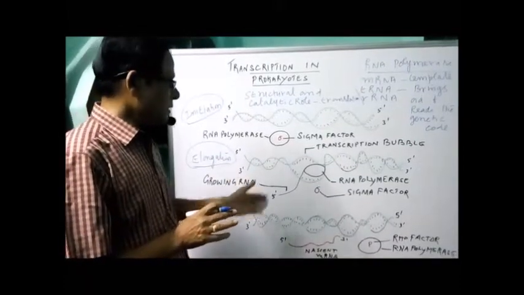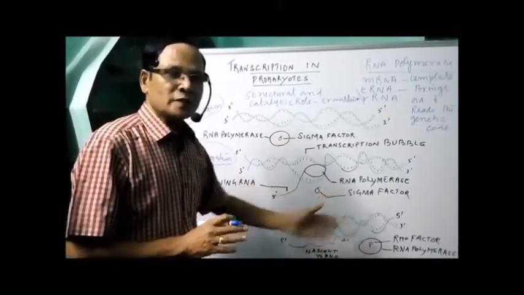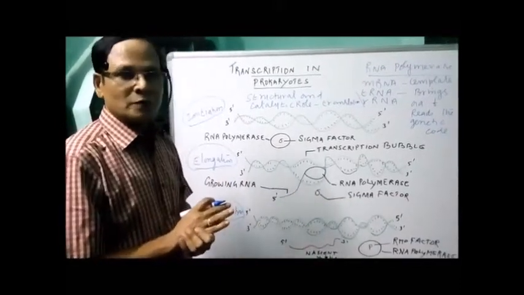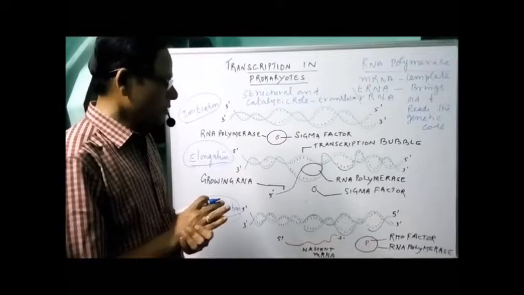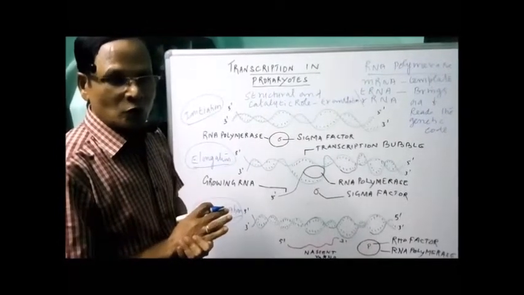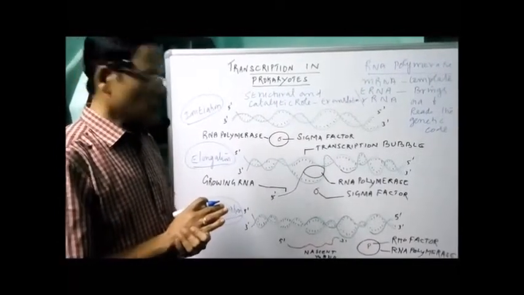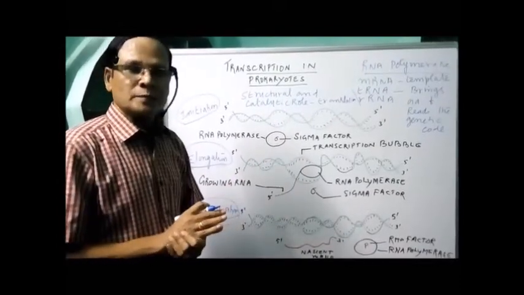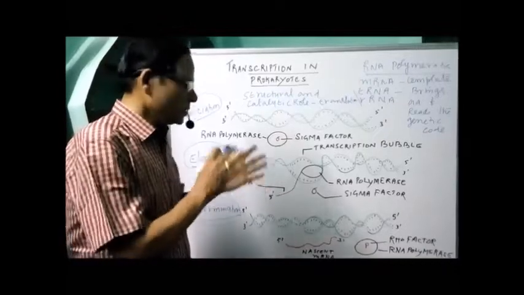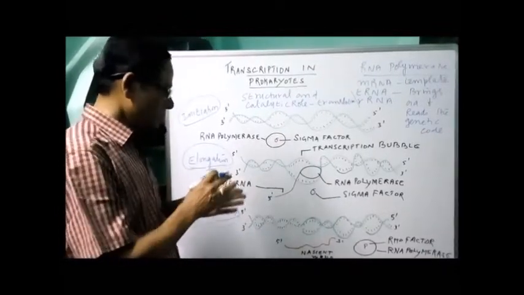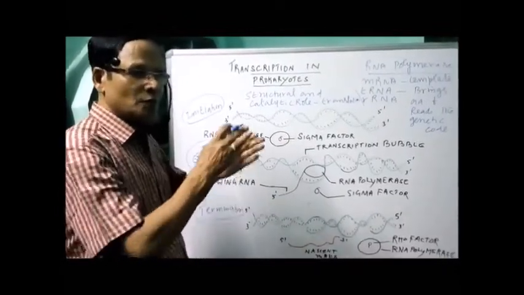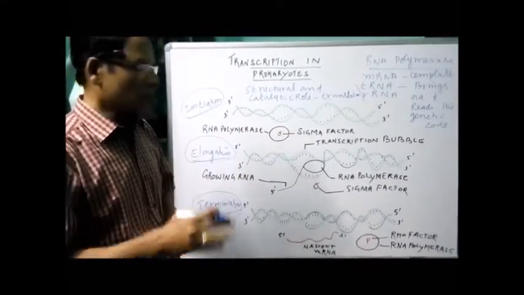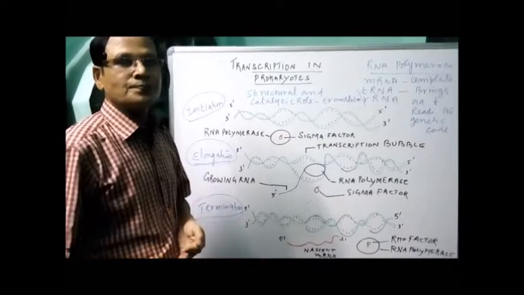When the RNA polymerase reaches the final stage, when the structural gene reaches the termination point, where we have the terminator in the form of the rho protein, the rho protein causes the release of the fully transcribed mRNA from the DNA. So the nascent mRNA falls off from the DNA, and so also the rho factor and RNA polymerase.